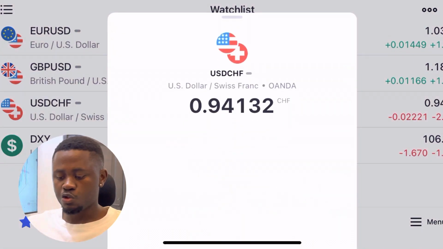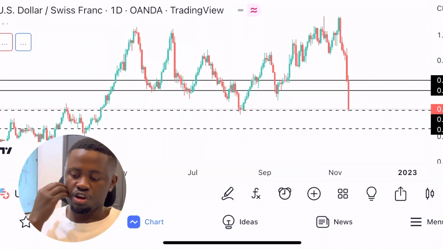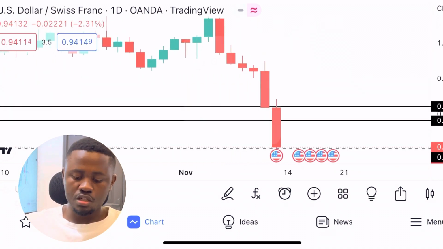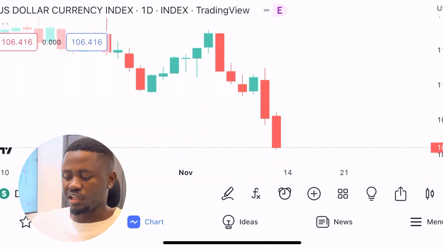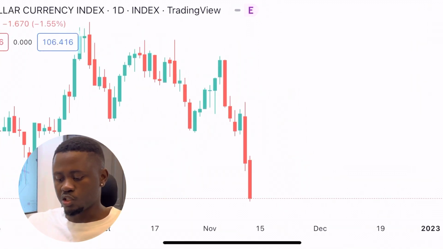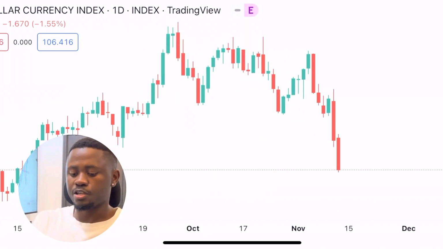We have USD CHF. This is its chart right now. You see it's in a downtrend. As you can see right here, it's in a downtrend. So meaning when we choose our DXY like this, you're also going to see that we are in a downtrend, as you can see for the DXY. So meaning guys, always analyze the DXY. Let's get started with this strategy guys.